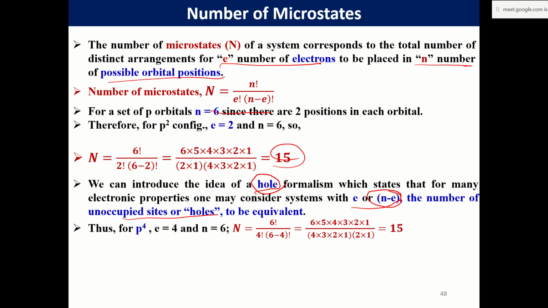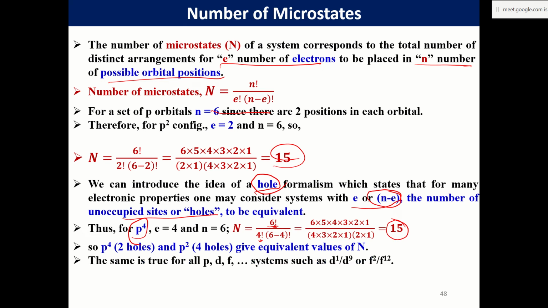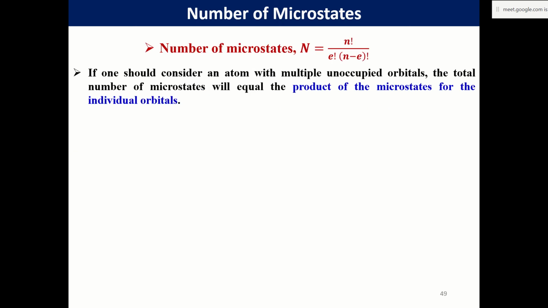So P4 or P2 both will have a similar profile. You calculate 6 choose, substitute. If it is a P4 situation or a P2 situation, you get 15 microstates in any case. Either way you treat it, you get the same result. Similarly, D1, D9, F2, F12 will have the same number of microstates. So that is the microstates.